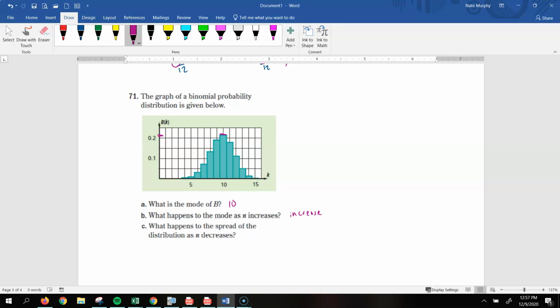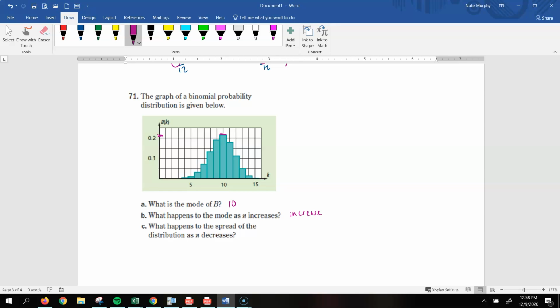What happens to the spread of the distribution as n decreases? Okay, what happens is the spread decreases as the number of trials decreases. So in other words, instead of being a nice curved line or maybe even more flattened out, it's going to become more blocky. So the spread decreases, so it becomes more blocky. However you want to phrase that, that would be your answer for C.